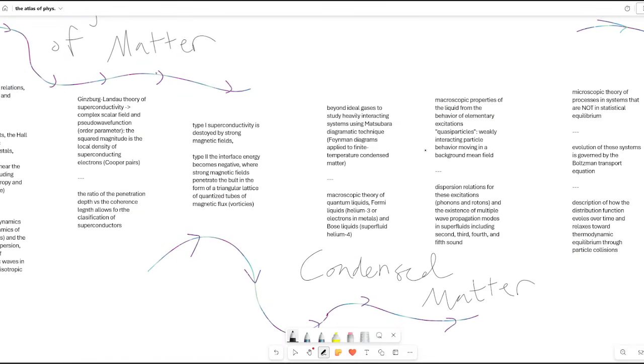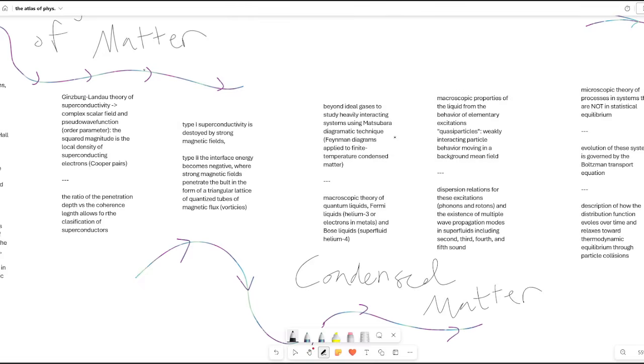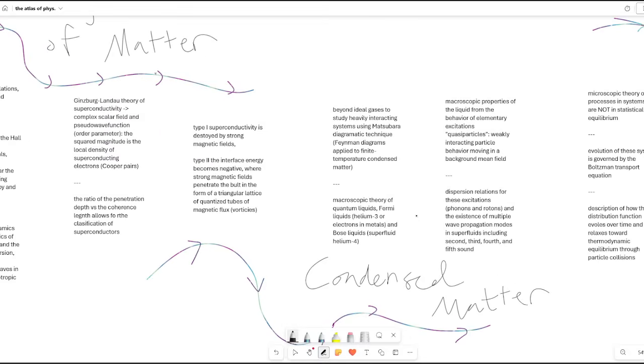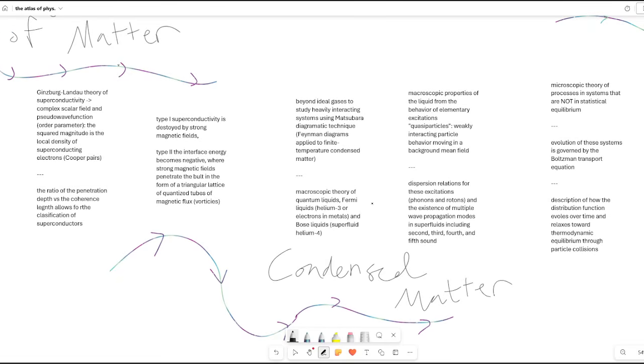Basically, with condensed matter, you are going beyond the idea of ideal gases to studying heavily interacting systems using Matsubara techniques or diagrammatic techniques. So it's basically Feynman diagrams applied to finite temperature condensed matter. That's the theory you would want to look at. The macroscopic theory of quantum liquids, Fermi liquids, helium-3 or electrons in metals, and Bose liquids, building upon the quantum field theory aspect as well for superfluid helium-4.